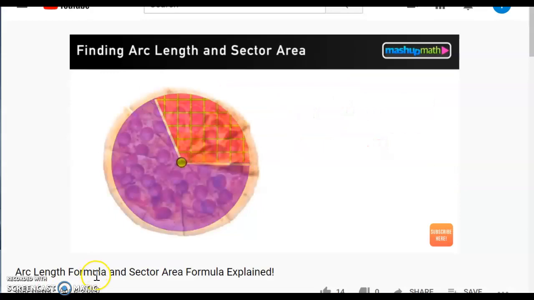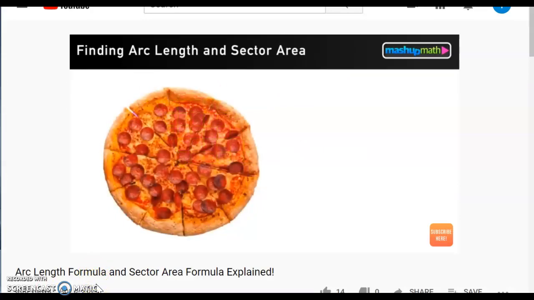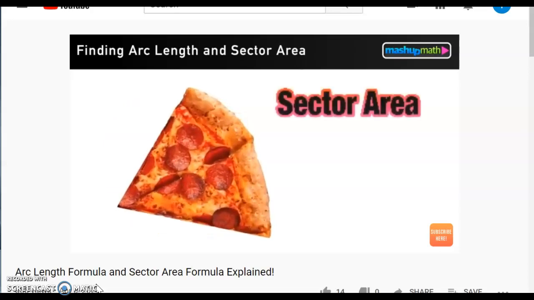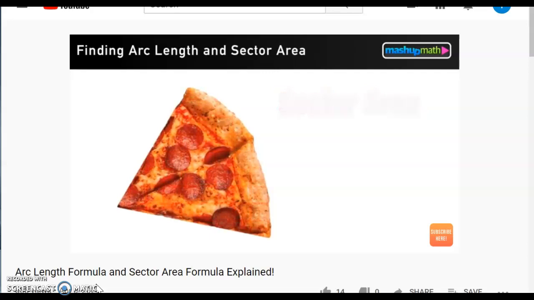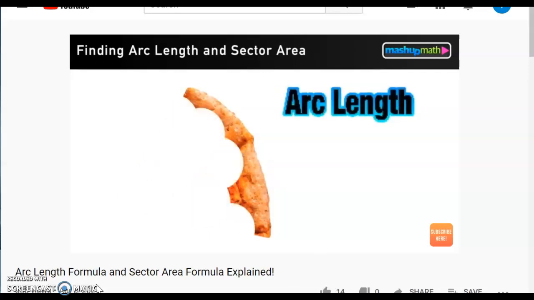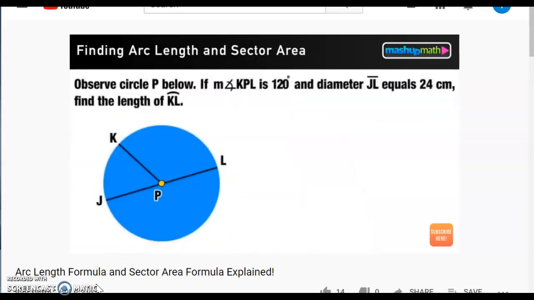Now let's take a break for a second and talk about pizza. We can think of sector area like how much cheese would be needed to cover the surface of 2 slices of pizza, not the entire pie. And arc length is like finding the curved length of the crust on a few slices, not the entire pie.